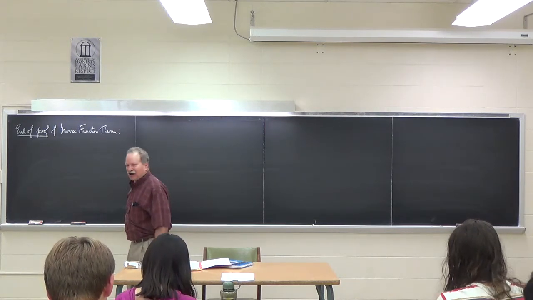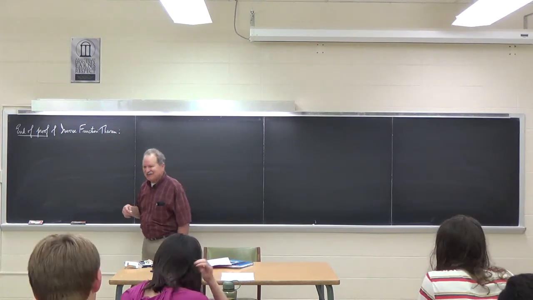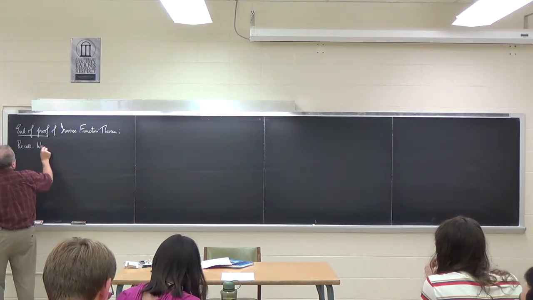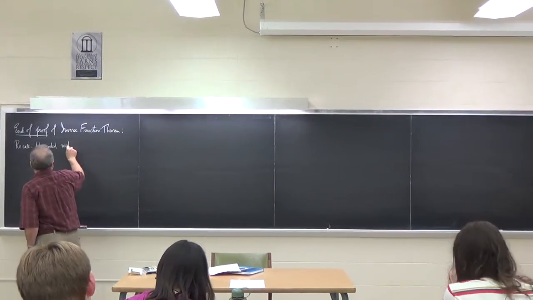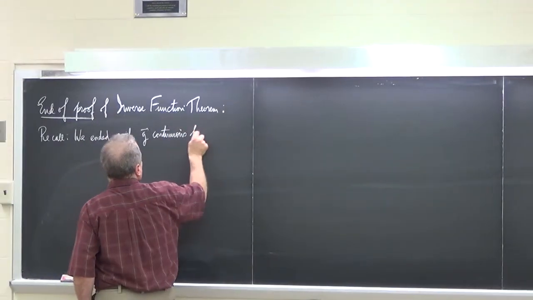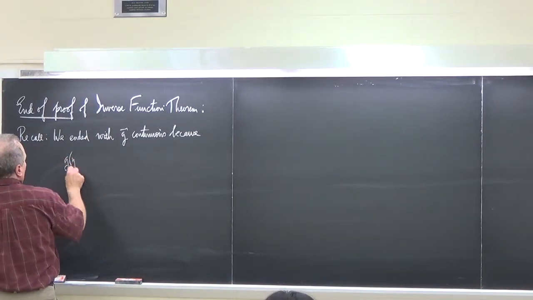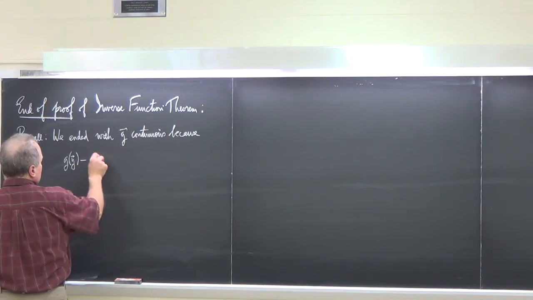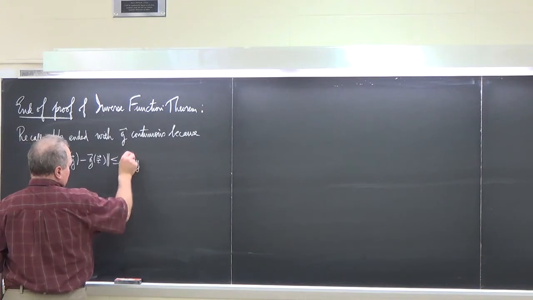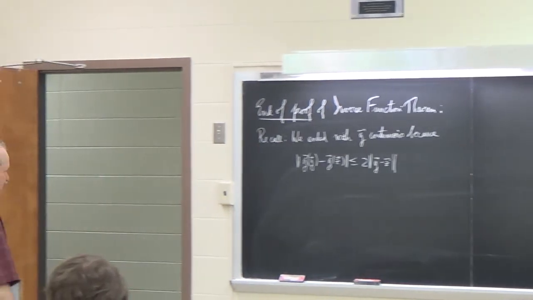So we got as far as, yesterday, proving that the inverse function was continuous. We ended with G continuous, because we had an estimate that said the magnitude of G of y minus G of z is at most twice the magnitude of y minus z. Right? That's where we were at the end last time.